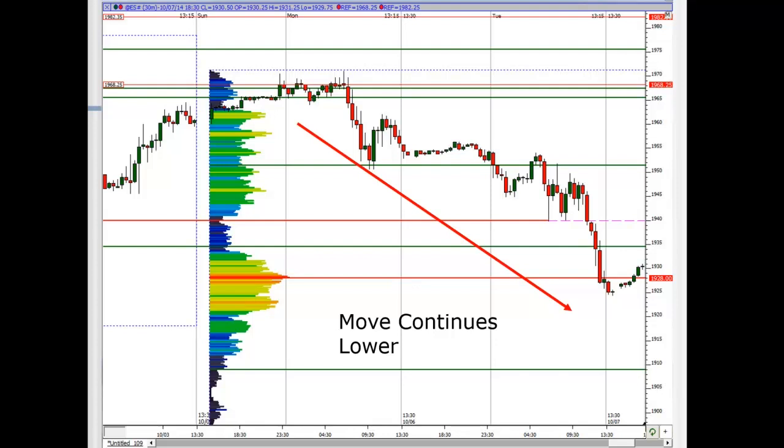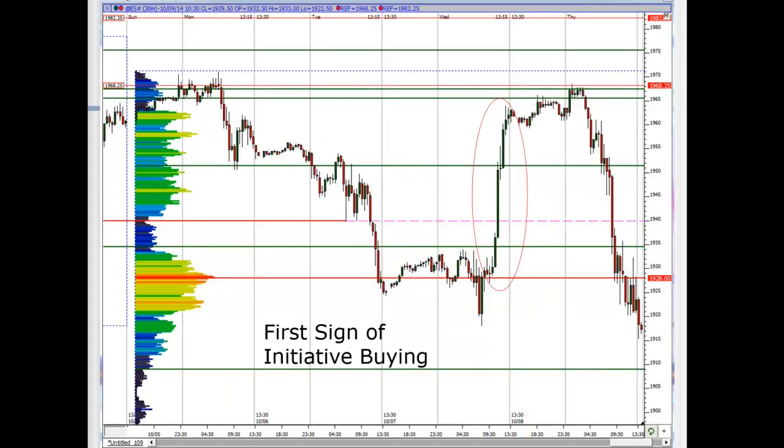There is still selling pressure in the market, and I have opportunity to sell. The market is auctioning lower. The move continues lower through the following week. But notice we did go back up. See the auction process back up to the 1968 level, and look at this strong initiative buying that we see here. This is strong initiative buying.